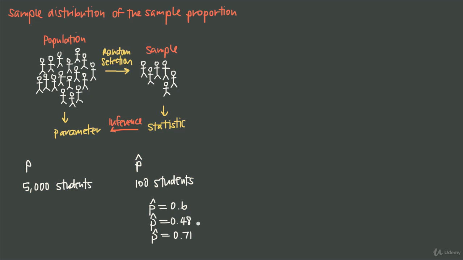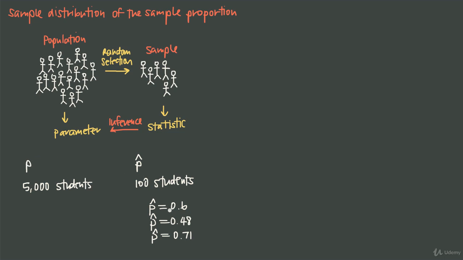The point is that every time we take a sample, we may get a different value for P hat. The sample proportion is going to be different. So the question then is, if we're always going to get a different value for P hat, how do we use our value for P hat to make an inference or estimate the value of the population proportion P?